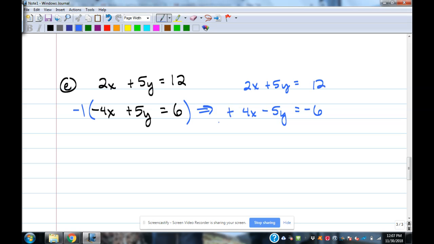So now when I add the two equations together, the y's cancel. 2x plus 4x, 6x. 12 plus negative 6, 6. So that means x is what? 1.